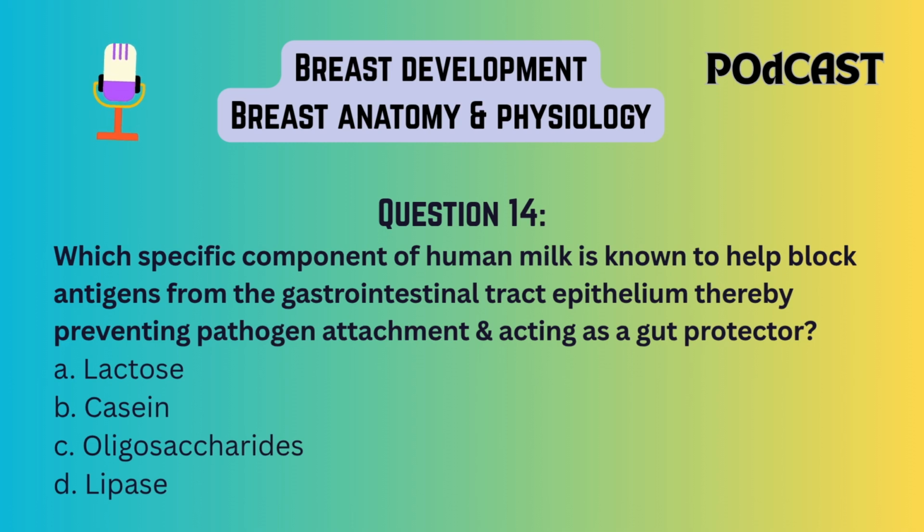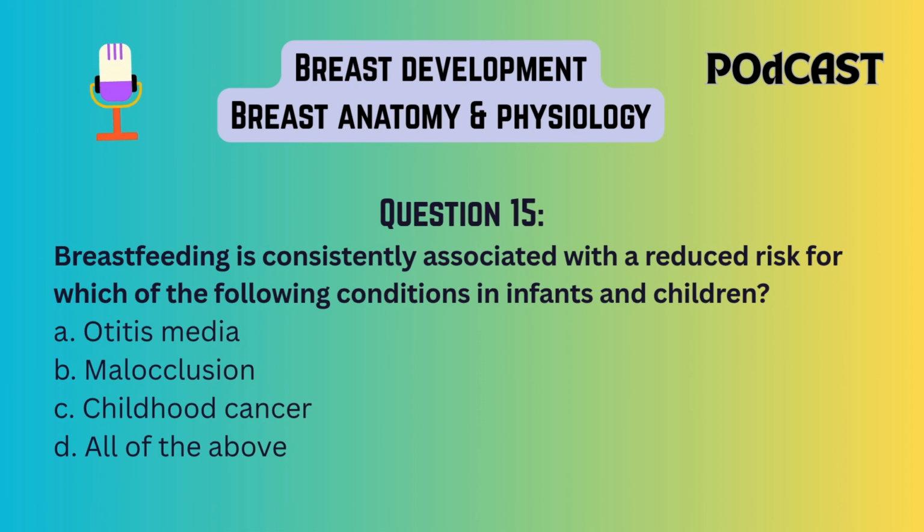These complex carbohydrates act as decoys or directly block pathogens from binding to the infant's gut lining. Lactose, A, is energy, casein, B, is protein, lipase, D, digests fat. Oligosaccharides are key for this specific protective function. Question 15. Breastfeeding is consistently associated with a reduced risk for which of the following conditions in infants and children?